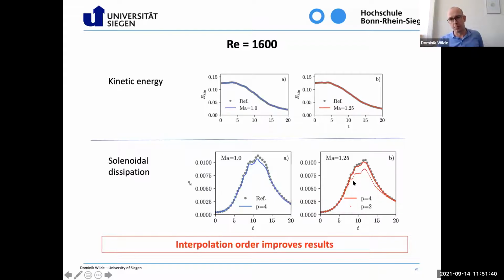But we can improve it by using an interpolation polynomial of order 4, which we use in all our other simulations. So normally we use the higher order interpolation to mitigate mass and momentum losses during the interpolation.